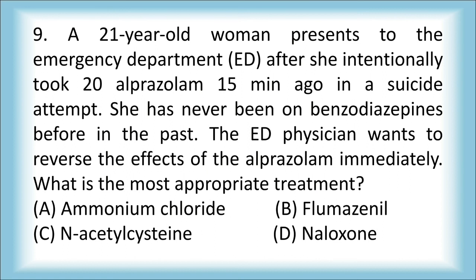Okay, so here the question is, what is the drug used for treating the toxicity or poisoning or overdose that occurs with alprazolam? Okay, so alprazolam, we know, is a benzodiazepine. So the drug which we should use here should be the antagonist of benzodiazepine, and the antagonist of benzodiazepine is flumazenil. So here the correct answer is option B, flumazenil.